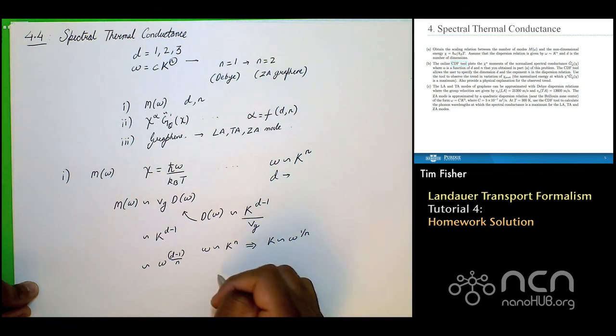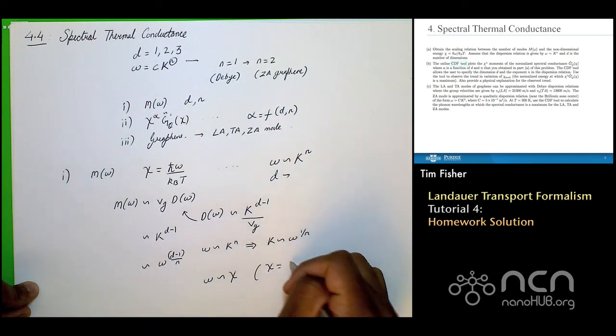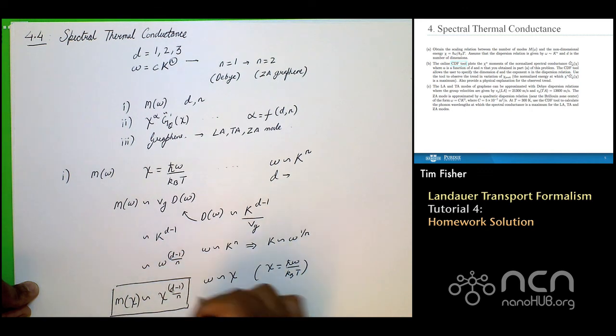Alright. Now finally, in the last step, we'll note that omega scales with chi, and this result comes from the fact that chi is h bar omega upon kB T, and therefore finally M of chi scales as chi raised to D minus 1 upon n. So this is the scaling result we were looking for, and in this result the exponent D minus 1 upon n will hereafter be represented by alpha. So alpha is D minus 1 upon n.